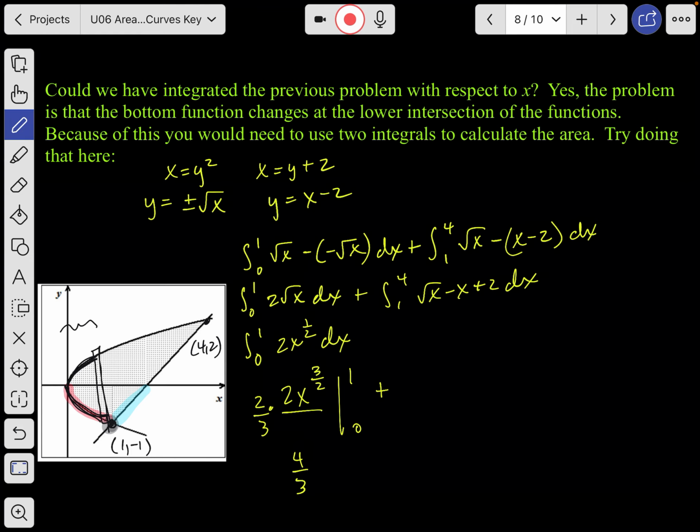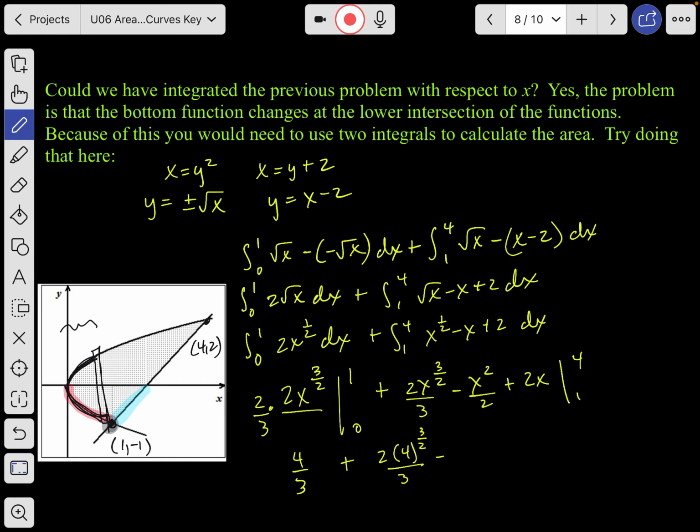Oh, thankfully. That looks a lot worse than it was. And this is going to be x to the 3/2 over 3/2, so times 2/3, minus x squared over 2 plus 2x, and this is going to be evaluated from 1 to 4. Okay, so if I sub in the 4, I've got 2 times 4 to the 3/2 over 3, minus 4 squared over 2 plus 2 times 4, minus, and now let's sub in a 1. So that's 2/3 minus 1/2 plus 2.